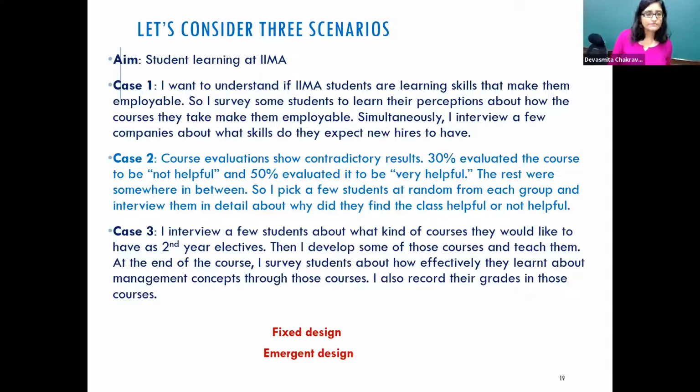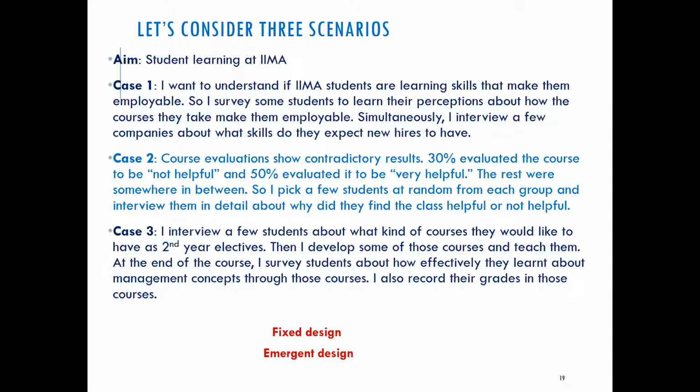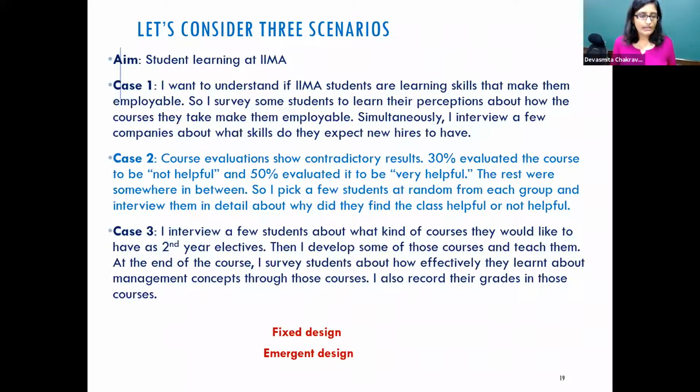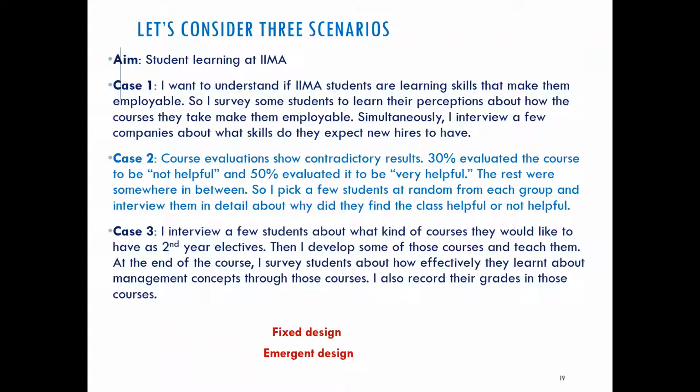Why would you say that? Because based on the first part of the results, wherein you got very contradictory results, we decided to interview a few students from each of the groups. So it emerged from the first part of the survey. Yeah. And case 1 seems to be fixed design because we want to take insights from both the survey method and the interview method. We are doing it simultaneously. So I've already decided what I want to do, and that's why it's a fixed design. What about the third one?